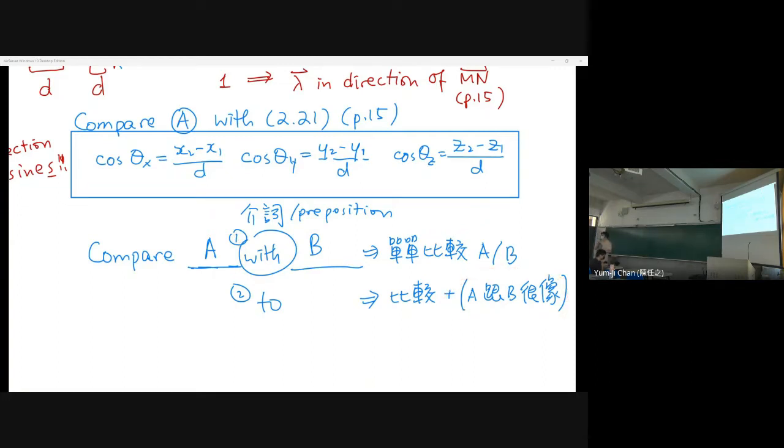Okay. So usually in engineering, when writing down mathematics, we will simply say compare with B most of the time. Usually we simply say compare with B. Okay.